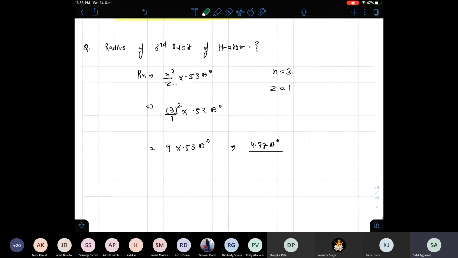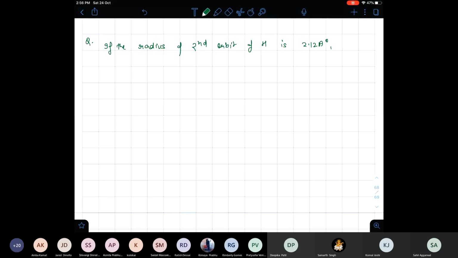If the radius of second orbit of hydrogen is 2.12 angstrom, then radius of lithium 2 plus for same orbit will be?